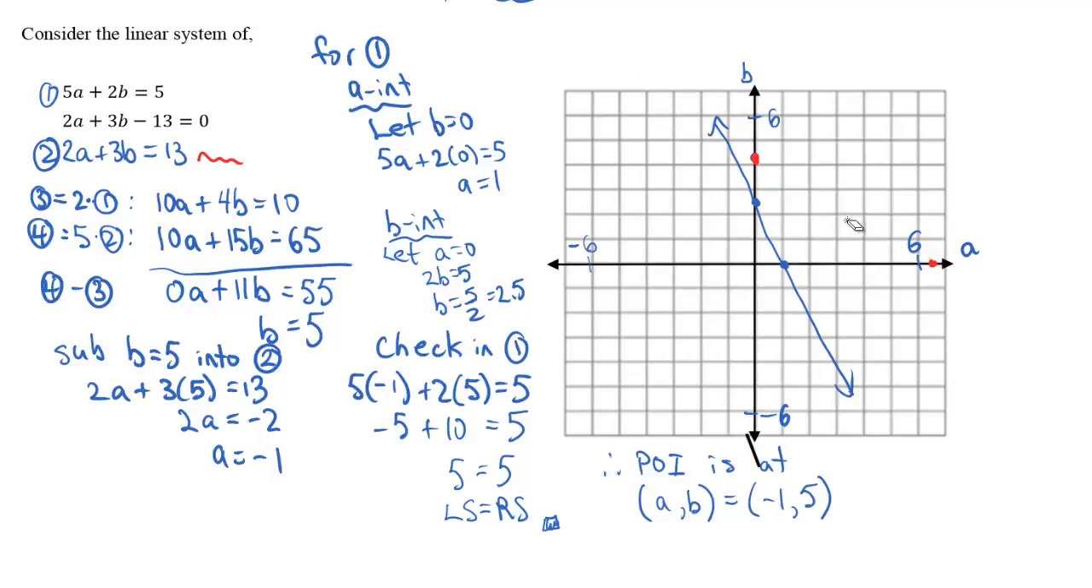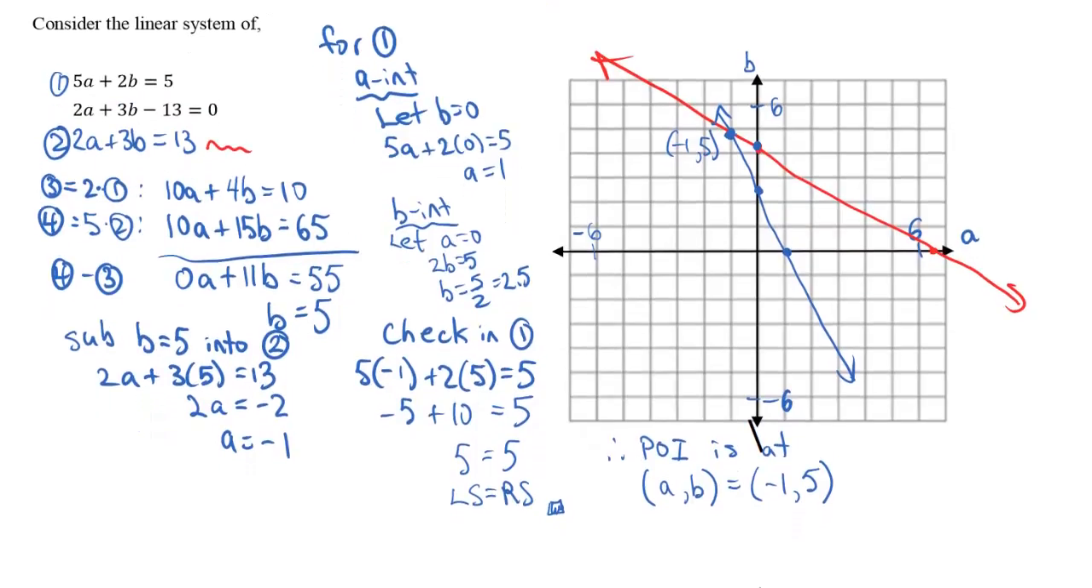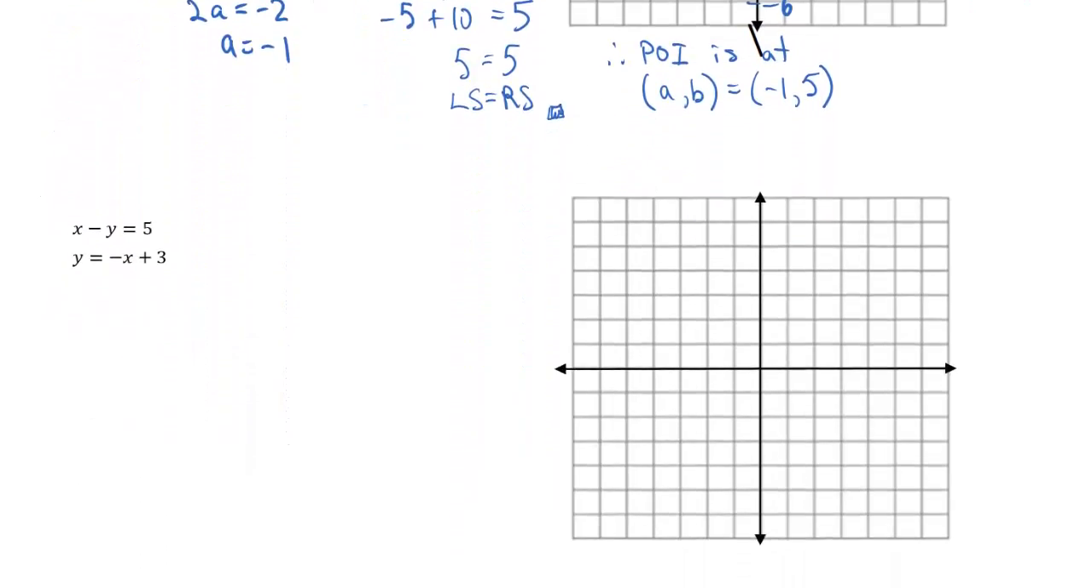Let's take one more run at it. Pretty good. And you'll see here that we get an intersection at (-1, 5), which is consistent with what we did for elimination. Let's carry on to another example.